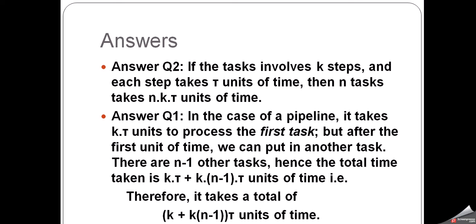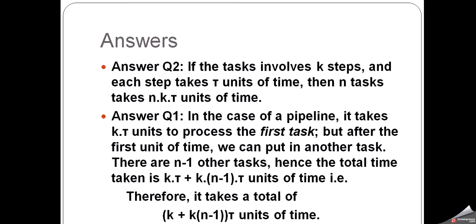And there are n-1 other tasks by hypothesis, and hence the total time is going to be k times tor plus k times n-1 times tor units of time. So think about that, and it should therefore take a total of k plus k times n-1 tor units of time to finish work on the n tasks.